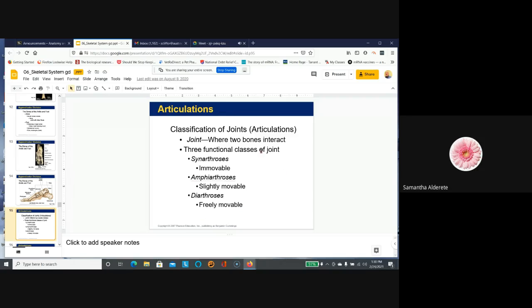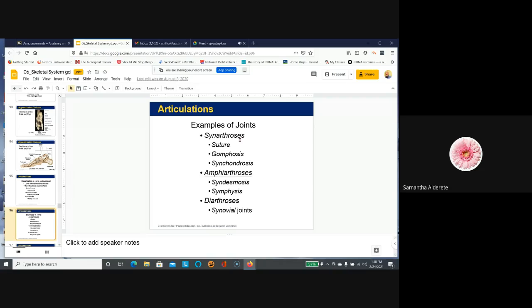Okay, joints. Wherever two bones join together, that's a joint, obviously. A highly immovable joint is a synarthrosis. A slightly movable joint is an amphiarthrosis. And a fairly movable joint is a diarthrosis. So we'll give examples of those coming up. A synarthrosis: suture, gomphosis, where your teeth join to your jaw. And then we'll talk about these different ones moving along here.